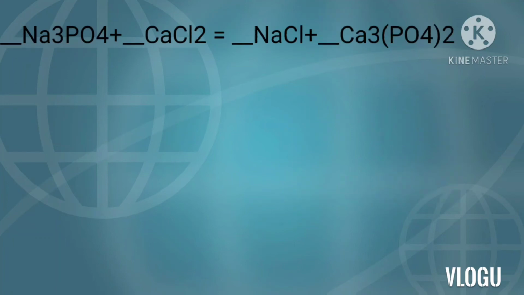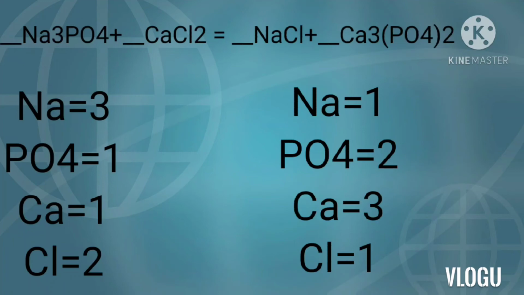Sodium phosphate plus calcium chloride equals sodium chloride plus calcium phosphate. We've dragged down the given terms already. Sodium has 3 and 1. Phosphate has 1 and 2. We call it phosphate because of the combination of phosphorus and oxygen. Calcium has 1 and 3 and chlorine has 2 and 1. This problem is just the same as our fourth given example. We have to find the right number, which will serve as the key to balance our equation.